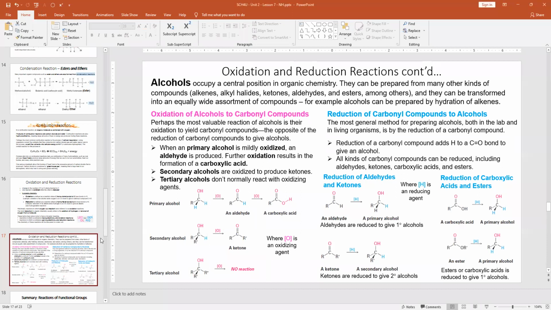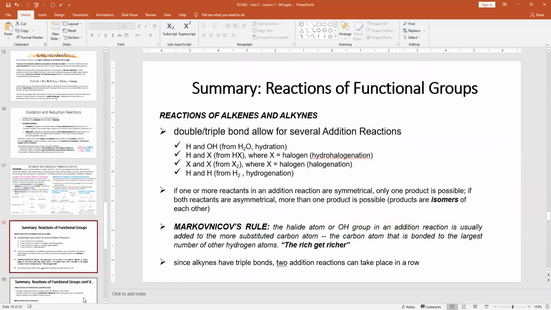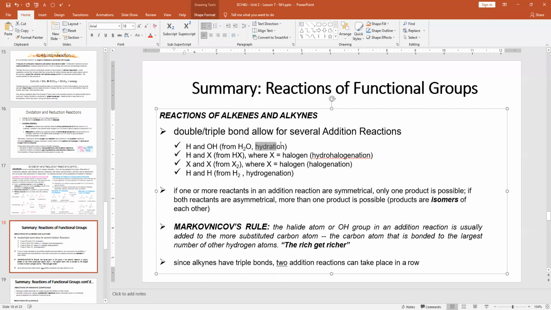In summary, of these reactions of functional groups, we have reactions of alkenes and alkynes, where double bonds or triple bonds allow for addition reactions. So you can have the addition of a hydrogen and a hydroxide from a water molecule. That is called a hydration reaction. That's one type of addition reaction.